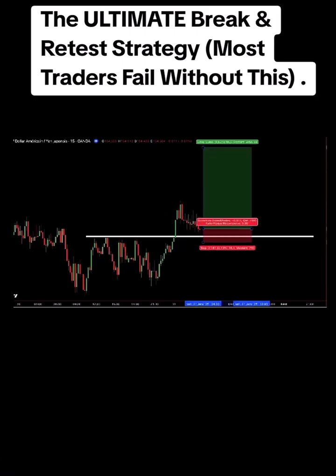You can place your entry just above the pin bar's high after it closes. This confirms that buyers are stepping in and price is likely to push higher. Set your stop loss below the wick of the pin bar. If price drops below this level, it means the setup is no longer valid. The best place to take profit is at the next key resistance level, where price is likely to face selling pressure.